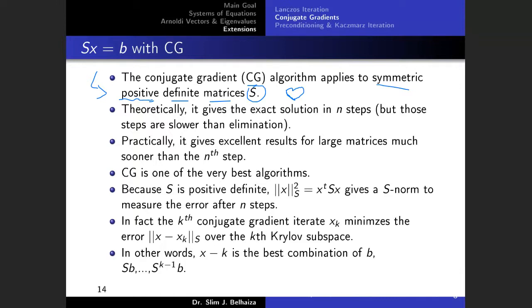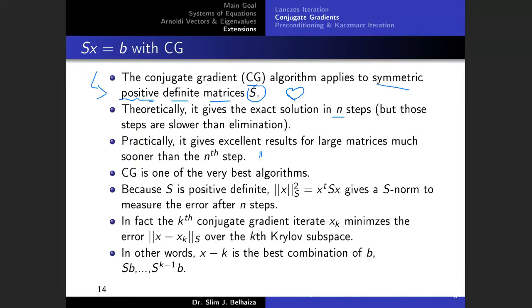So theoretically, this CG algorithm gives the exact solution in n steps. Theoretically, but those steps are slower than elimination, in fact. But practically, it performs very well. The same thing happened, in fact, in history of solution methods. The same thing happened with the simplex algorithm. Theoretically, the number of iterations is quite high, but practically they perform very well. Okay, unless on very specific cases of problems.